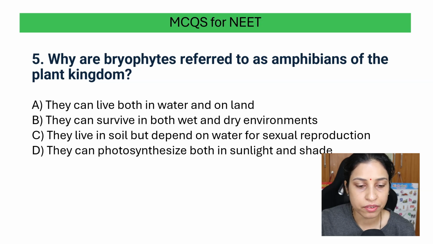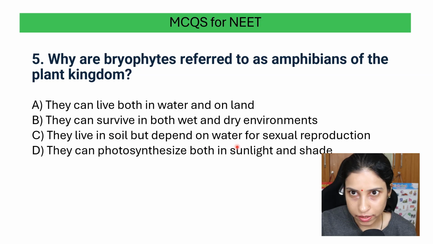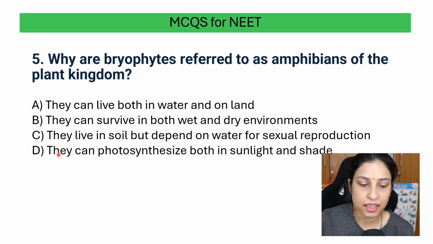Why are bryophytes referred to as the amphibians of the plant kingdom? Option A, they can live both in water and on land. They can survive in both wet and dry environments. They live in soil but depend on water for sexual reproduction, and they can photosynthesize both in sunlight and shade. The answer is C, because they live in soil but require water for sexual reproduction, for the movement of the gametes. So they require water as a medium.